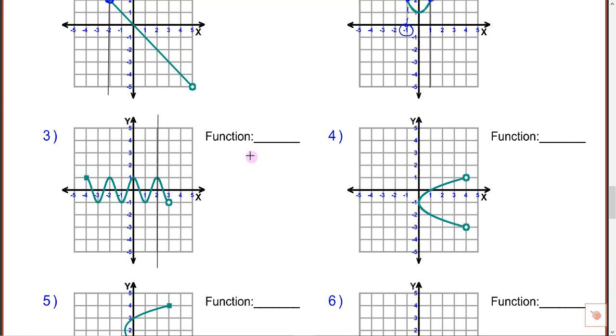Okay, this one is not a function because if I draw a vertical line, I get two possible answers. So my one input of 2 gives 2 possible answers. So this one is not a function. The vertical line test has been failed. Would anyone know what that graph would be? This is a relation.